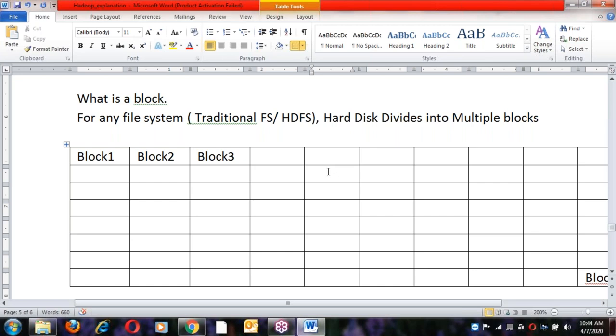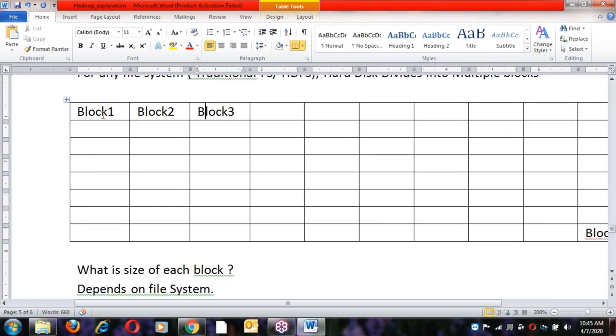Suppose some file is created. Initially it stores into an empty block, then the next empty block, and the next, filling like this. Each block is 4 KB. If the file is more than 4 KB, the data goes to the next block. If there is still data, it goes to the next block, and so on. Like this, you're storing in multiple blocks on the disk. So this is the traditional file system.